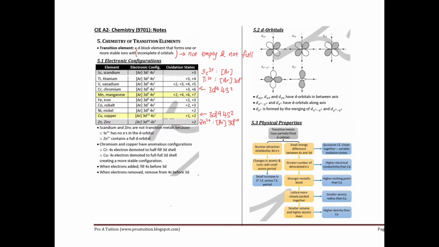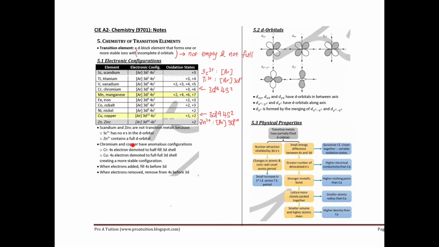Okay, so now let's move on. They mentioned what I said just now. They said scandium and zinc are not transition metals because scandium 3+ has no electrons in the d orbitals. No electron. As you can see, after argon, nothing already. So this is empty. It is not a transition metal because scandium 3+ has empty d orbitals. Zinc 2+ is not a transition element because it contains fully filled d orbitals.